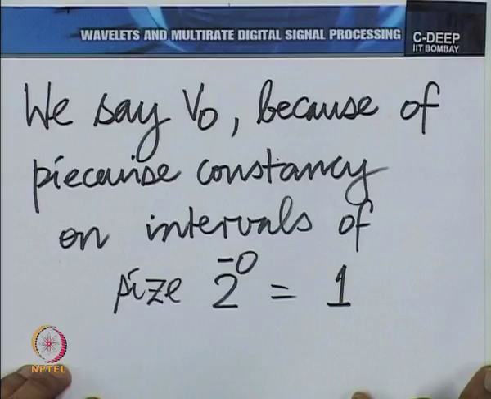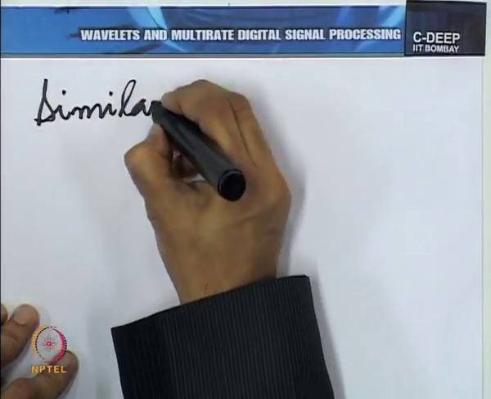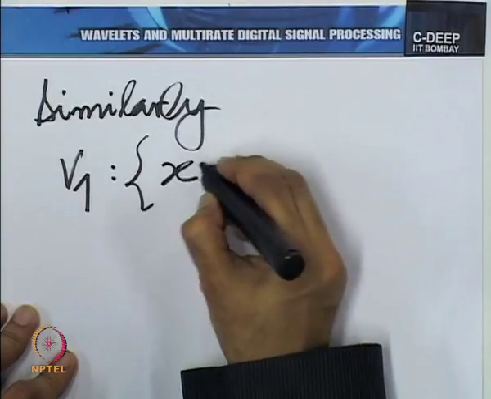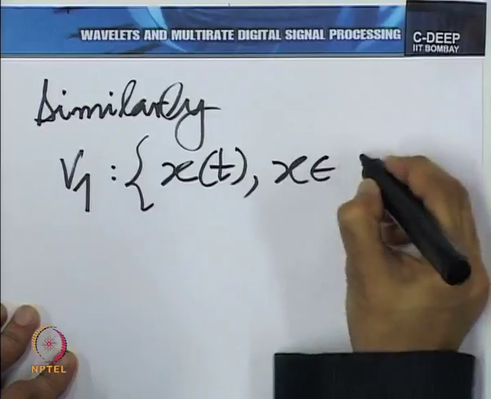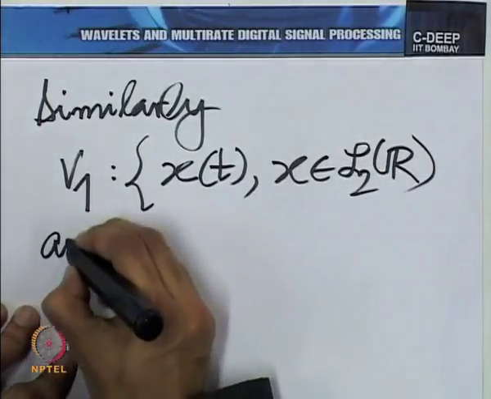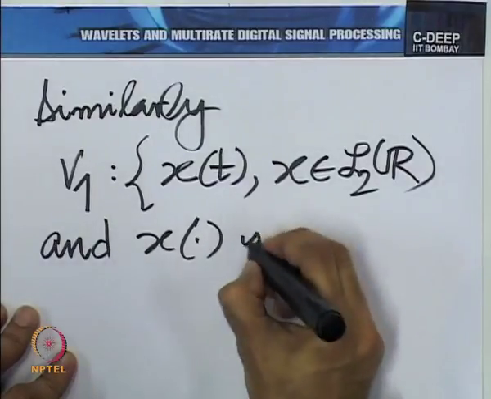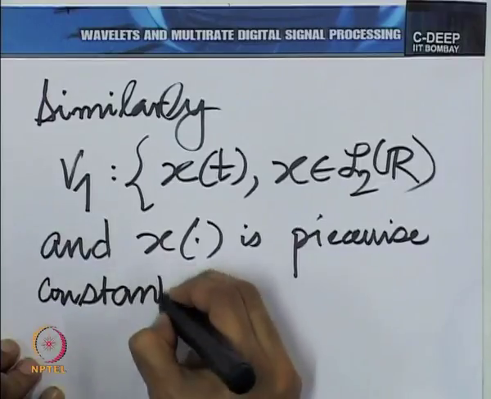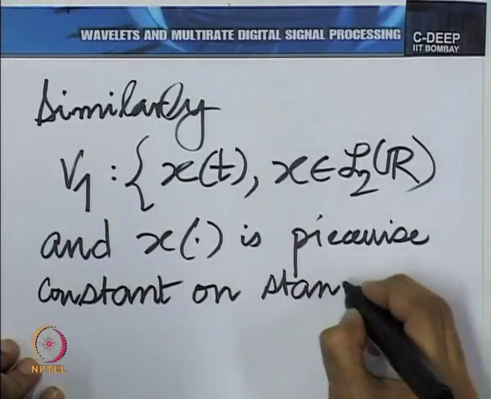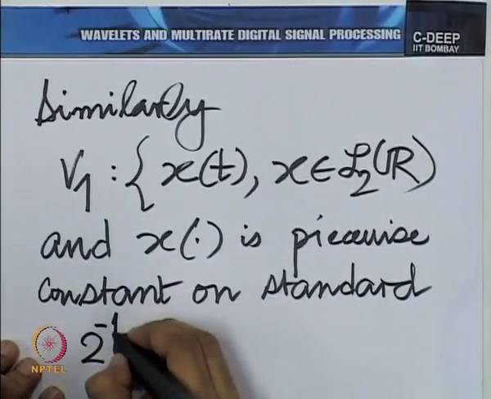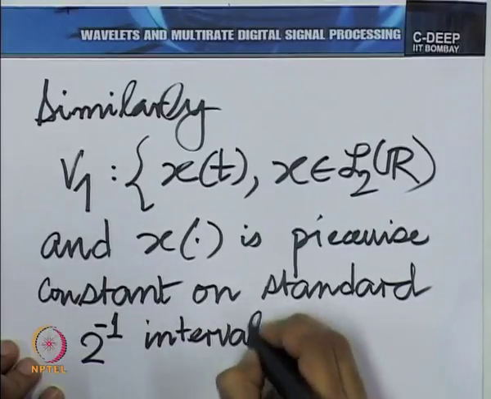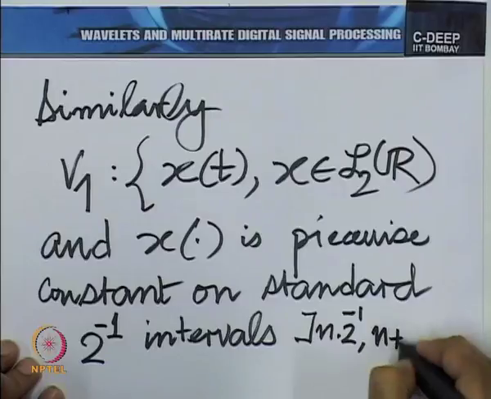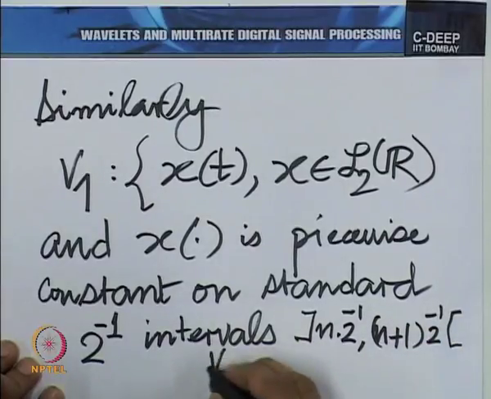So, we could similarly have V 1 then. Similarly, V 1 is the set of all x. Let us define it. The set of all x, x belongs to L 2 R, and x is piecewise constant on standard 2 raised to the power minus 1 intervals. That is intervals of the form n into 2 raised to the minus 1, n plus 1 into 2 raised to the minus 1 for all n integer.